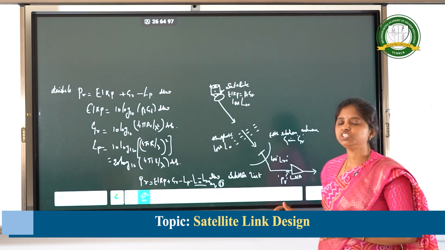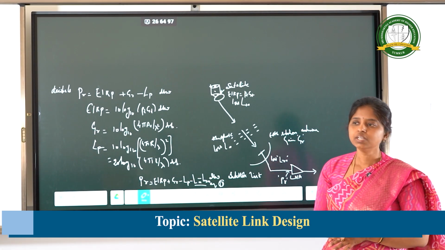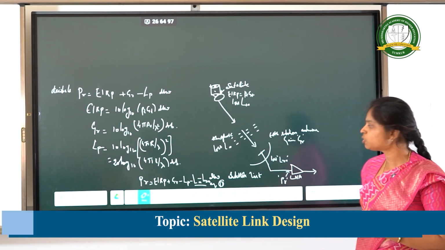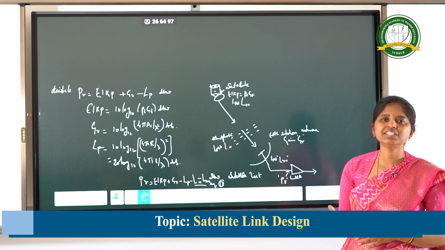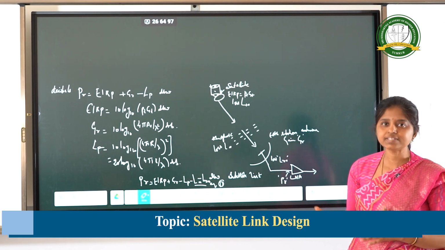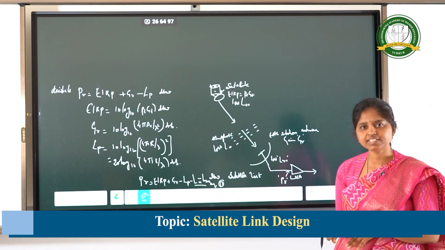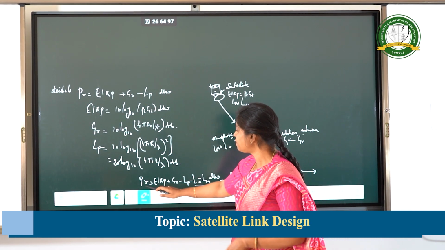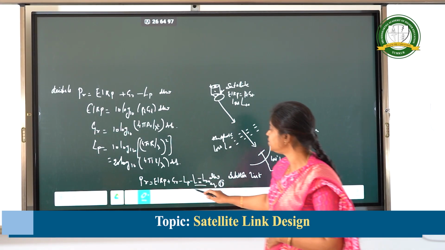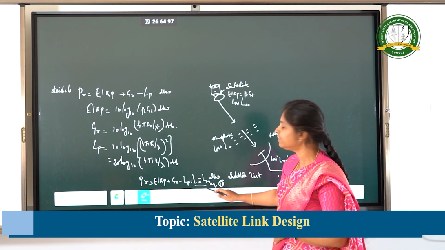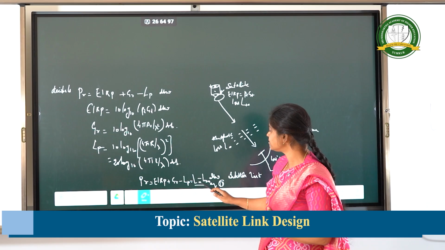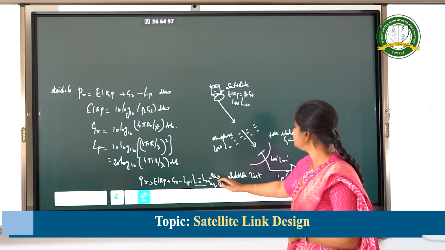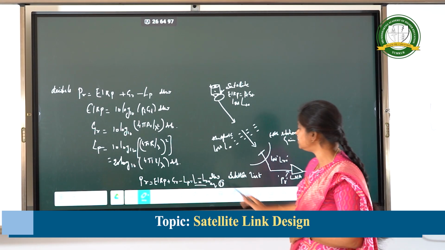So the same equation considering various losses. As I told, designing the satellite involves many atmospheric changes also. Atmospheric changes means there will be many losses at the transmitting end as well as at the receiving end. So considering the losses, power received will be equal to EIRP plus GR minus LP minus LA, that is attenuation losses, and losses with respect to the receiving end, called minus LRA, represented in dBW.